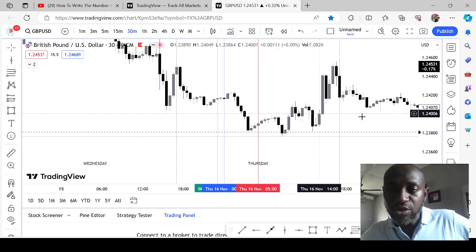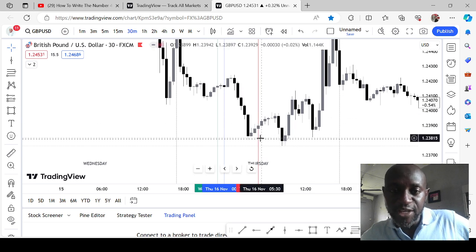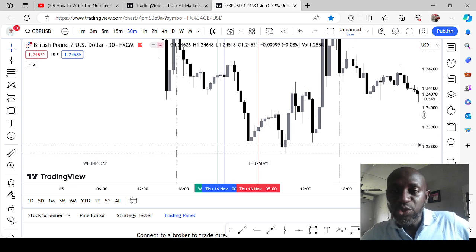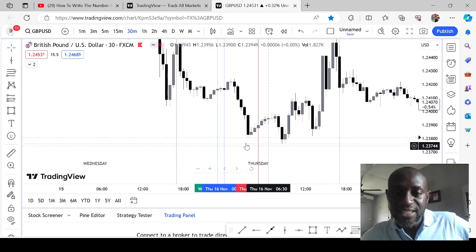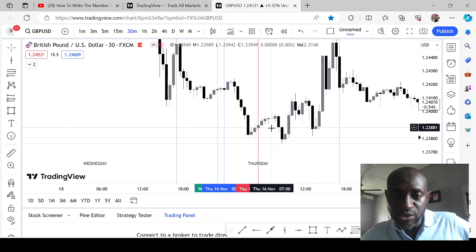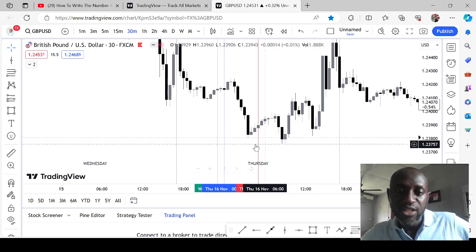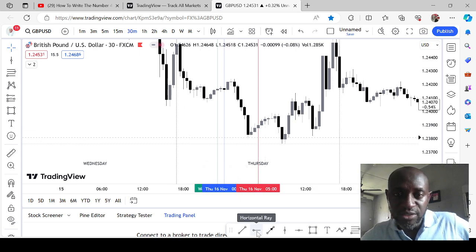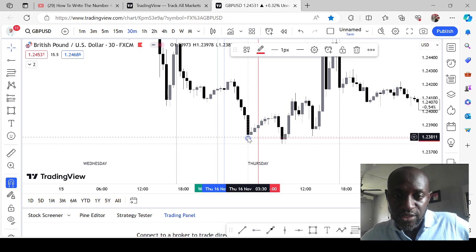Now, assuming you woke up by 5 a.m. in the morning, you can see this 5 a.m. in the morning. So now, what do you do? You identify your liquidity. From this part you are not seeing all this part here. So what do you do? You identify your liquidity. Use your magnet tool to get the exact price level. This is one liquidity here.